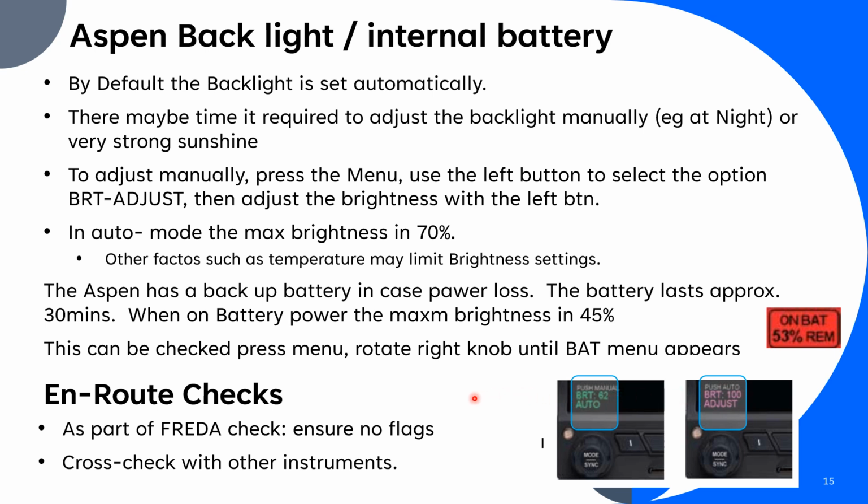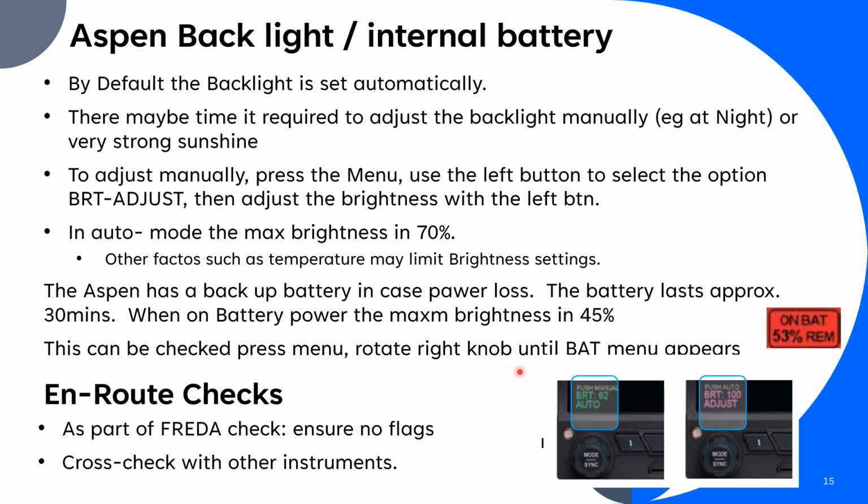The Aspen also has a backup battery in case of power loss. The battery lasts approximately 30 minutes. When the battery is on, the screen has a maximum brightness of 45%, and you will get a warning come up on the screen.